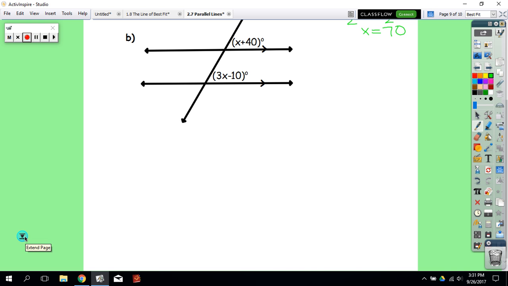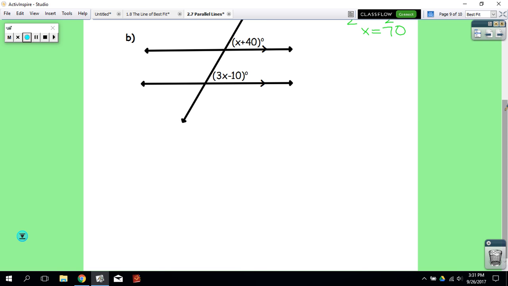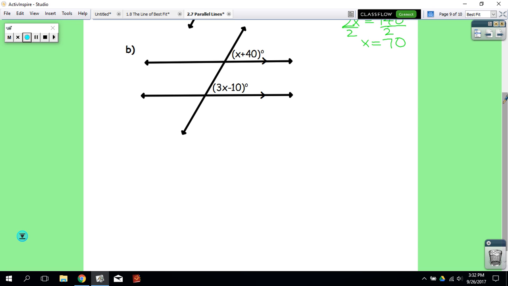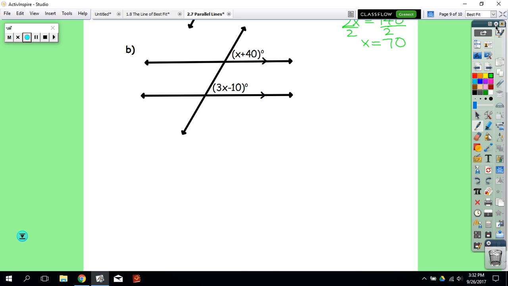All right, next example. First thing we need to do is figure out what kind of angle pairs these are and what the relationship is between those two angles. If we look here, they can't be anything with alternate because they're on the same side of the transversal, but they can't be same side interior because this one is outside the line and this one is inside the line. So they must be corresponding angles.